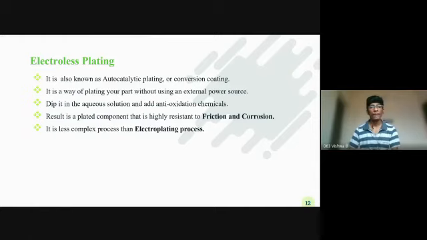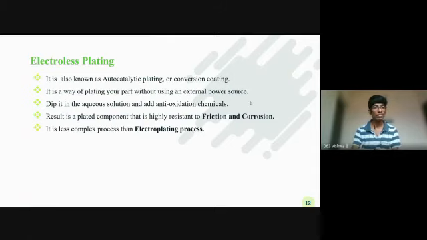Compared with electroplating, it is a very cost efficient and effective method. Most industries use electroless plating because without electricity the cost is reduced, and its complexity is also very low. It is a less complex process than the electroplating process.